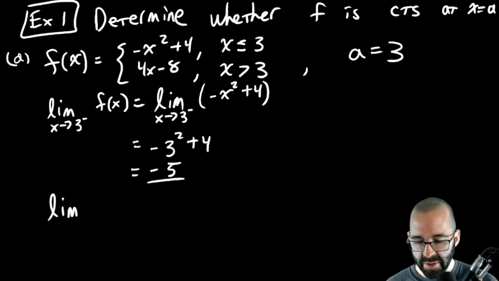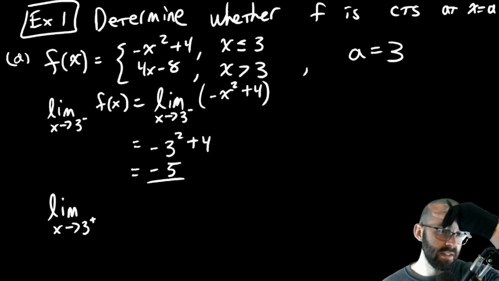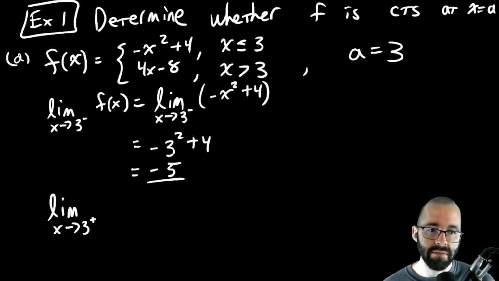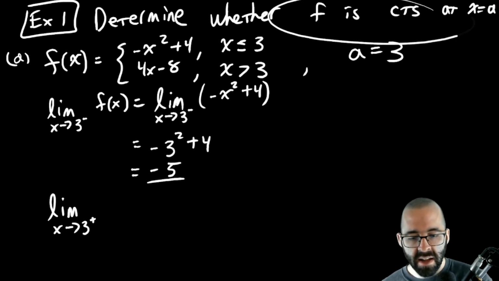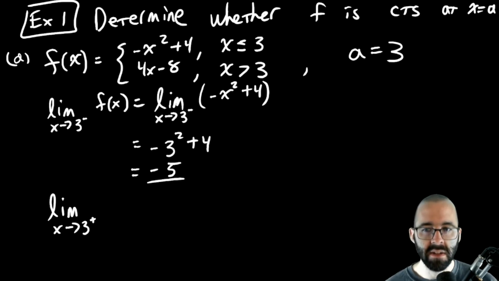Well, let's look at the limit from the right. If the limit from the right is the same, then we know the two-sided limit, and we have to keep on going. If the limit from the right is different, then the limit doesn't exist, and we can immediately say, if the limit doesn't exist, then this function's not continuous here, and we'll be done.